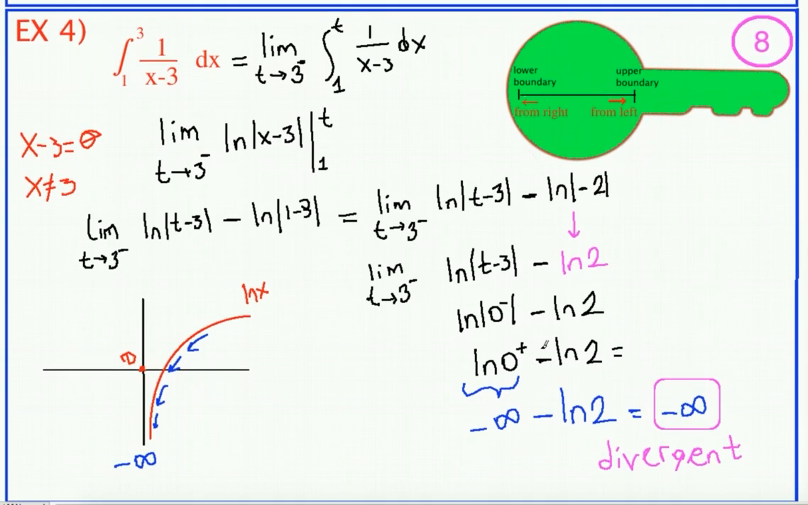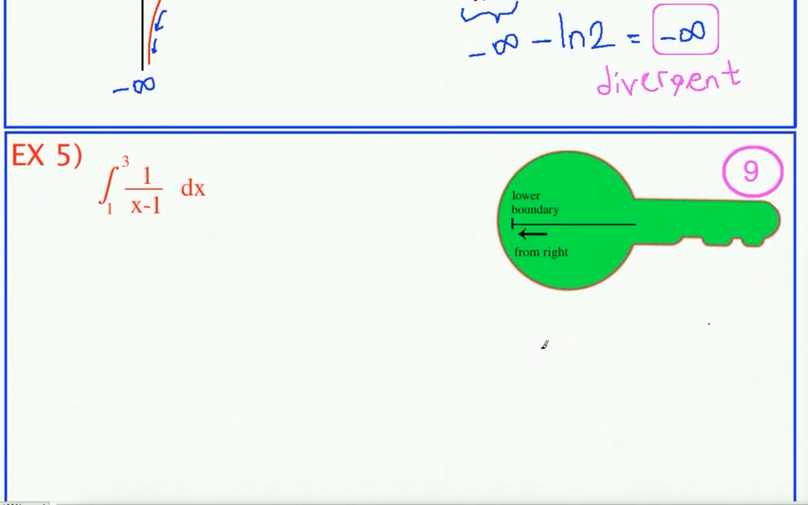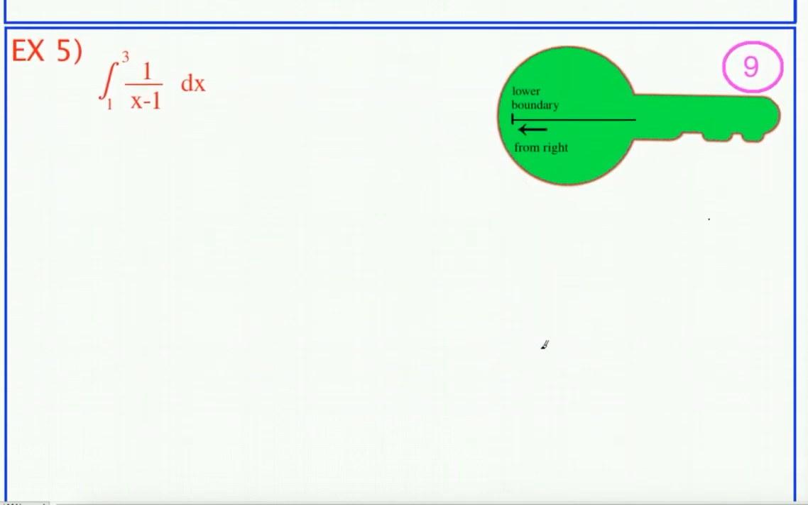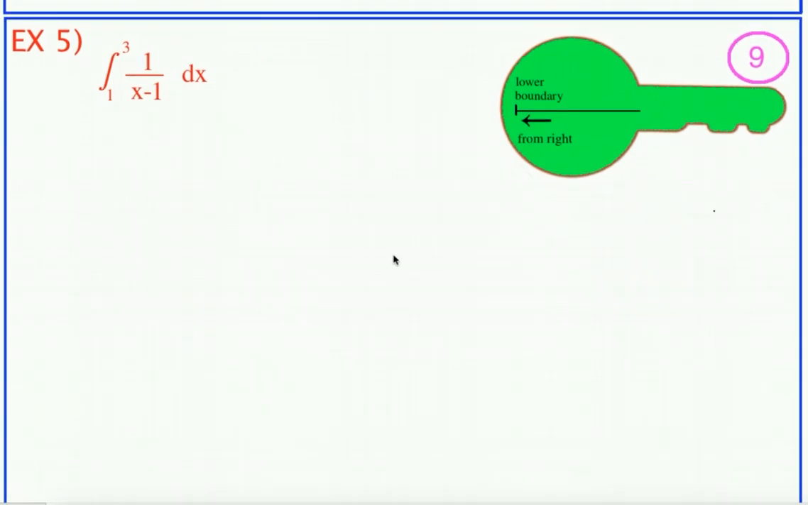Let's go to question number 5. Here is question number 5. So in this question, what makes our integral improper? We don't have infinite boundaries, but we have a value that makes the function undefined. At x equals to 1, our function is undefined. Because 1 minus 1 is 0, 1 divided by 0 is undefined. So this is type 2 discontinuity, improper integral.